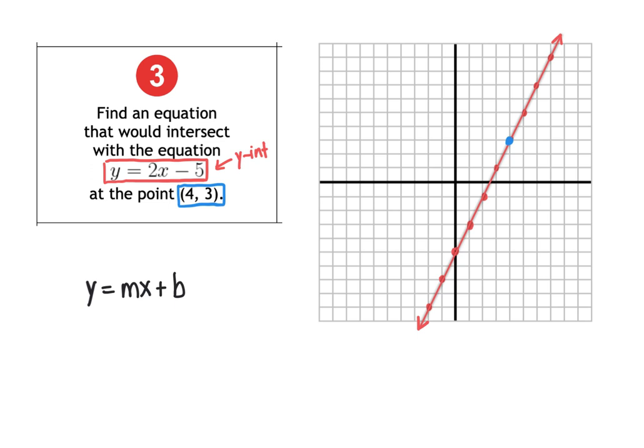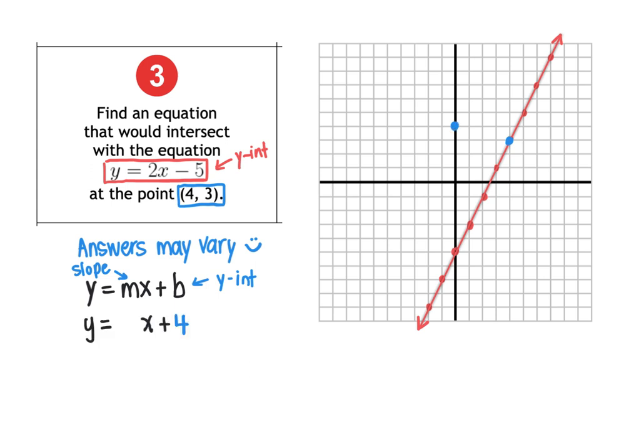Now, answers may vary to this question because there's not a specific equation that we're required to find. So we can really pick any y-intercept and any slope as long as it's going to go through the point 4, 3. Let's pick a y-intercept of 4. And from there, let's go down 1 and over 4. This will plot us onto the point 4, 3. We can repeat our slope count of negative 1 over 4 till we run out of grid space.